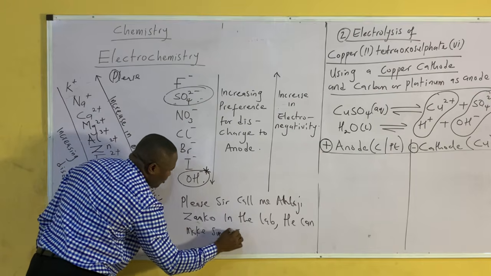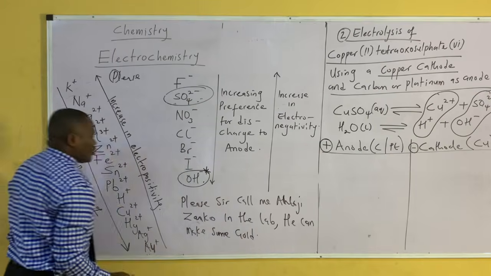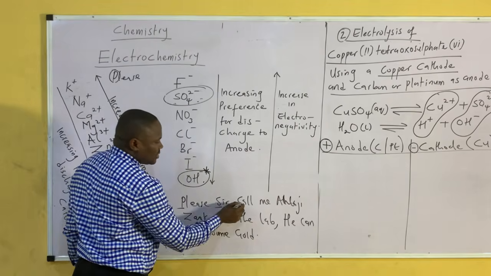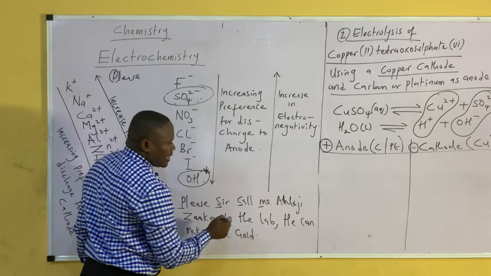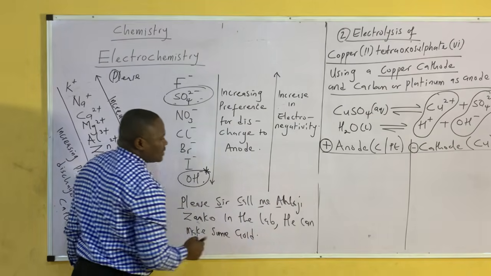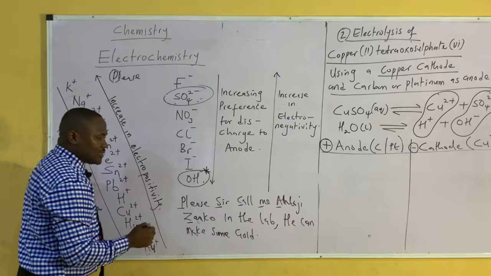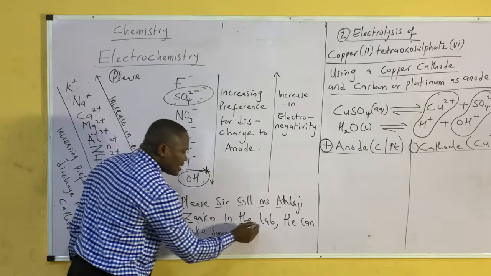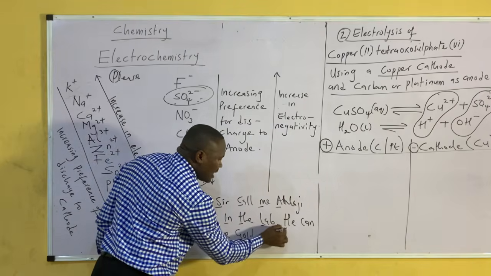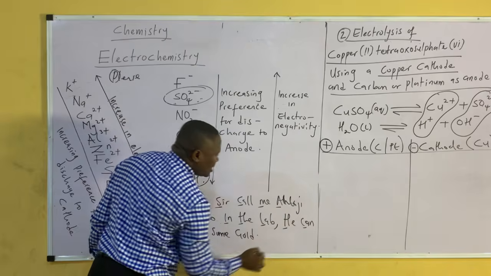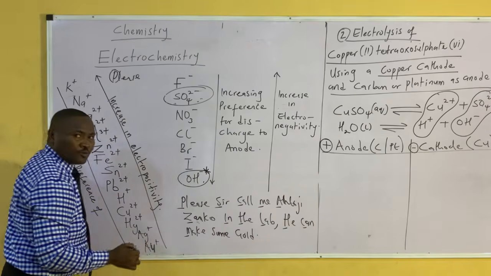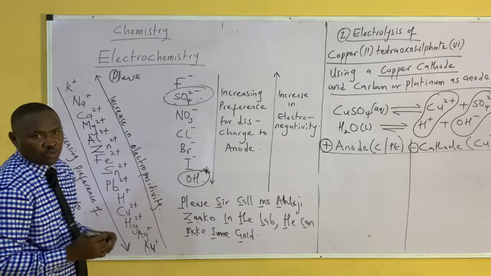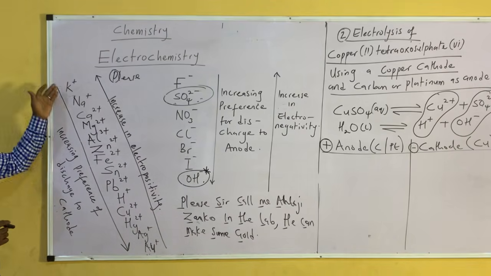He can make some gold. So P is for potassium, X is for sodium, C is for calcium, M is for magnesium, A is for aluminium, Z is for zinc, I is for iron, T is for tin, L is for lead, H is for hydrogen, C is for copper, M is for mercury, X is for silver, and G is for gold. So you have all of these here.